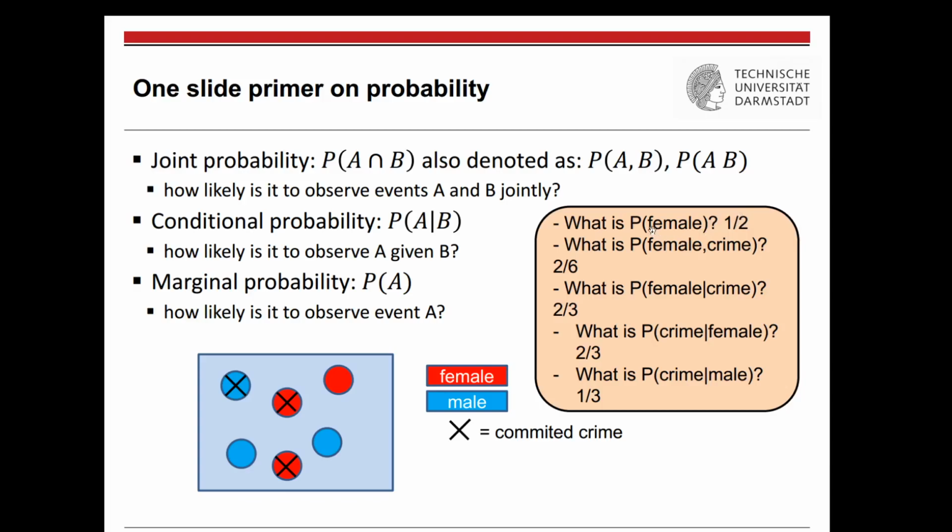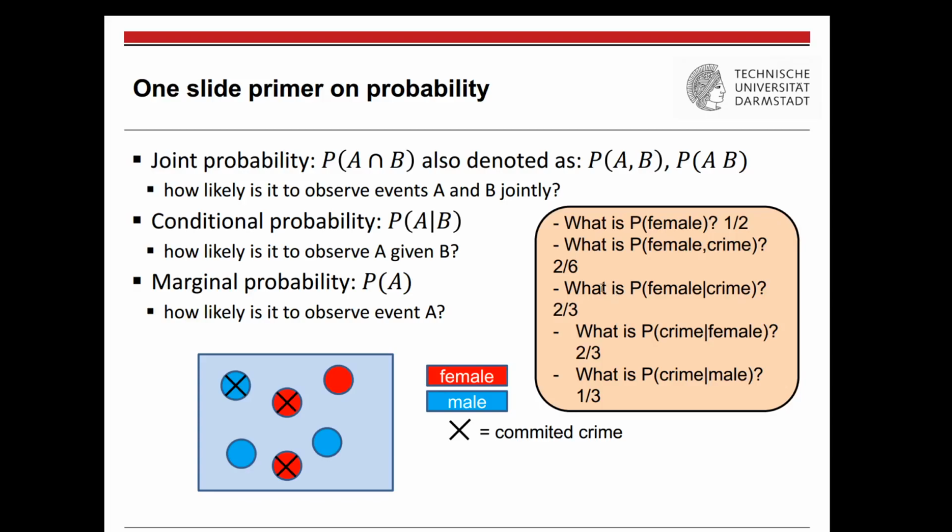What is the probability that somebody is female and in addition committed a crime? This is the joint probability of these two events occurring jointly, so let's look at that. We have 2 females that committed a crime, so we have two objects that are both female and committed a crime among a total of 6 objects. So it's 2 over 6.